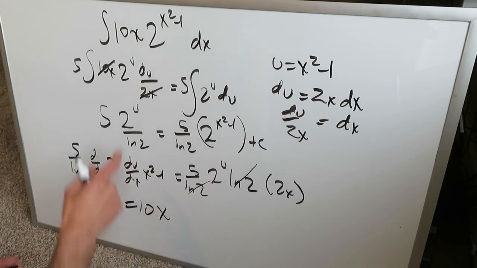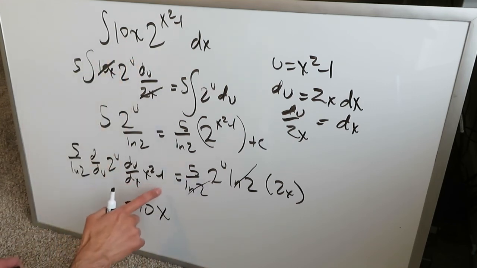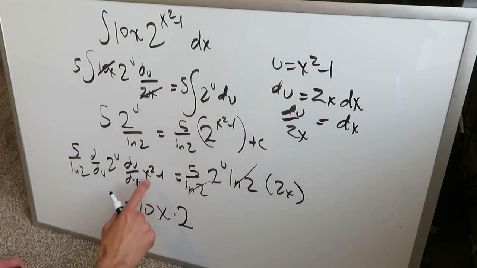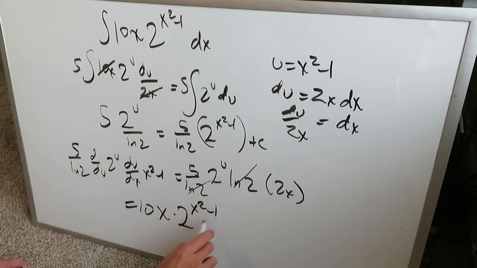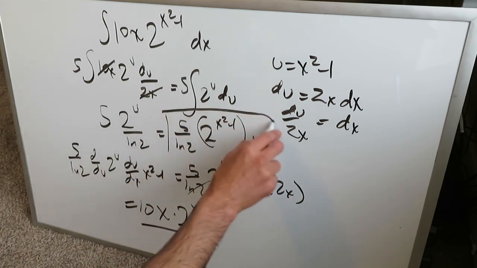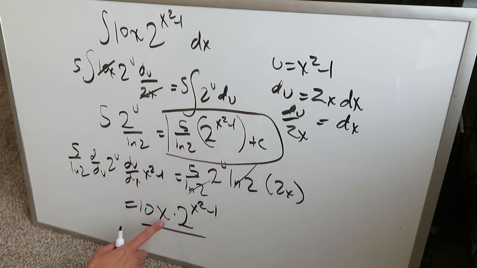10x. We're trying to get back to the original function by taking the derivative of the antiderivative. You resubstitute back for 2 to the power of u, where u was equal to x squared minus 1, and we are exactly back to where we started. So this right here was our antiderivative, and this right here is back to our original function.